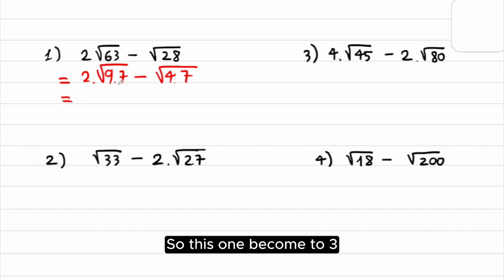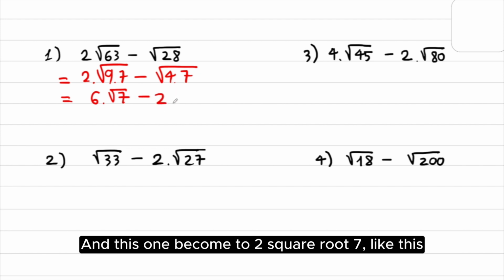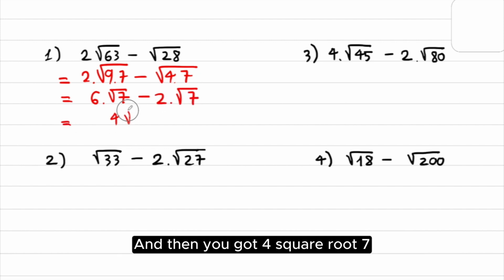4 times 7, so this one becomes 3. This one becomes 3, it means 6 multiply square root 7, and this one becomes 2 square root 7 like this, and then you get 4 square root 7.